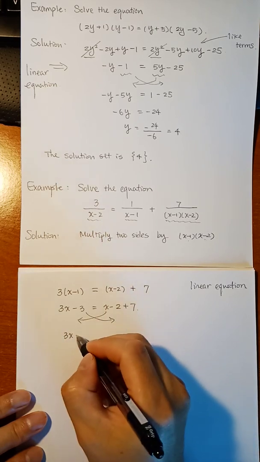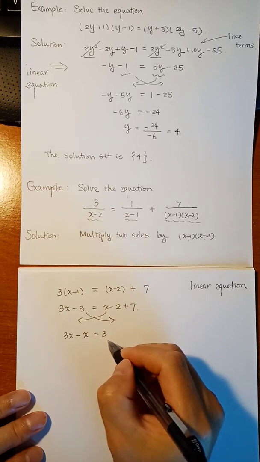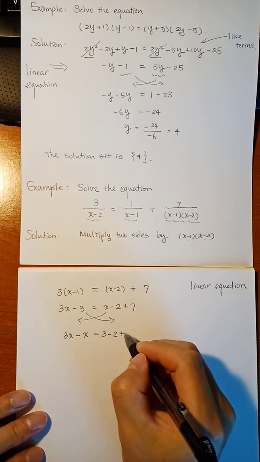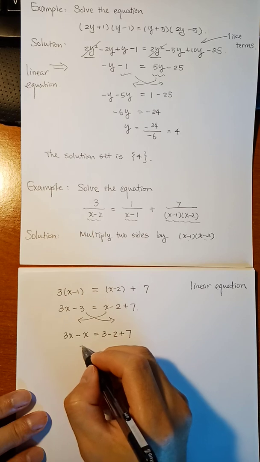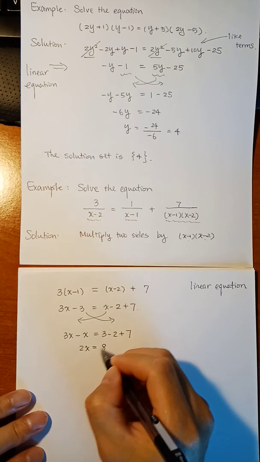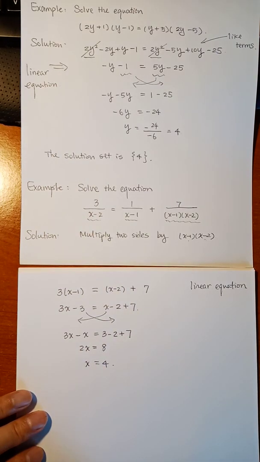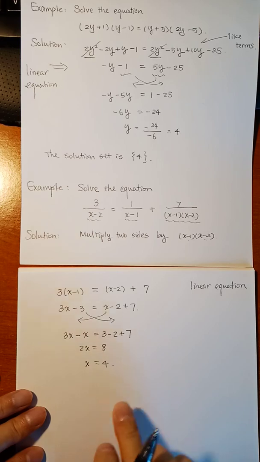You move x to the left side, it becomes negative x. Negative 3 moved to the right side becomes positive 3. And minus 2 plus 7. 3x minus x, 2x. 3 minus 2, 1. 1 plus 7, 8. And then x is equal to 4. Okay? So x is equal to 4.